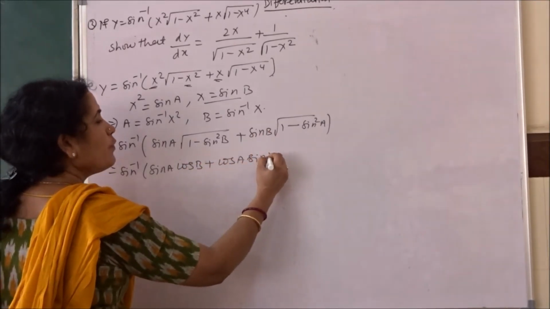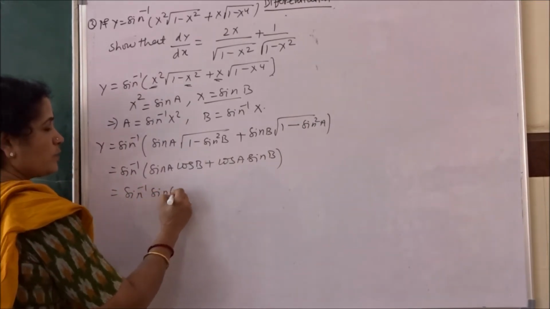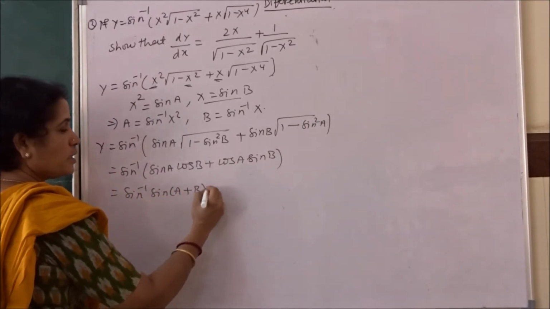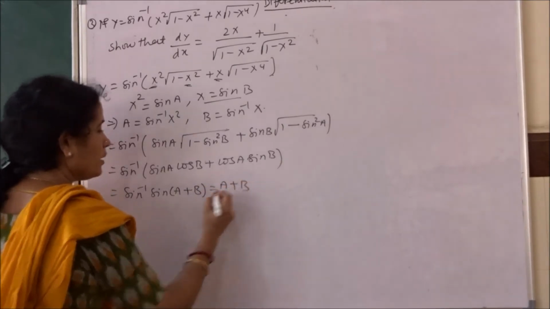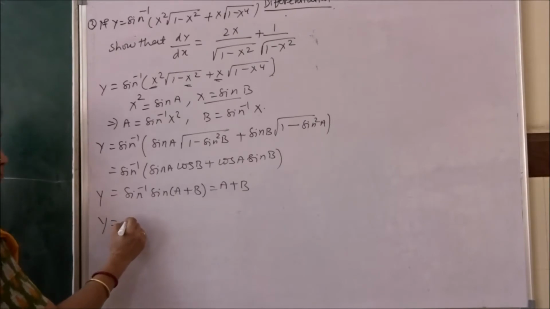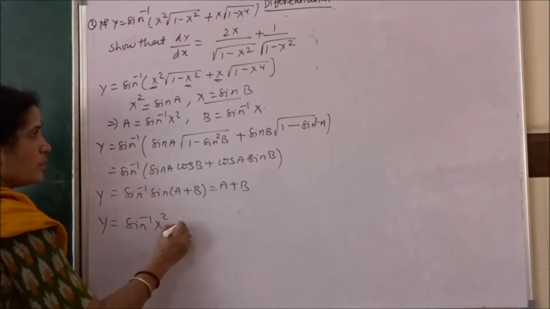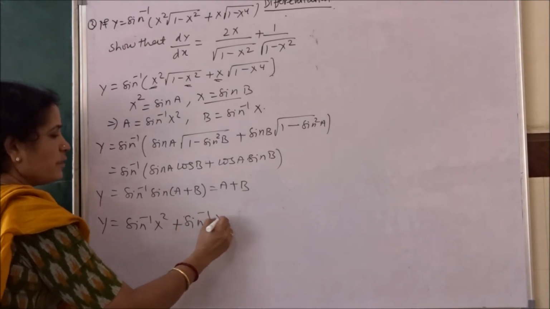What is the formula? That is equal to sine inverse of sine (A plus B). Am I correct? That is equal to A plus B. Y equals, as per substitution, sine inverse x square. And what is B? B substitution is sine inverse x.